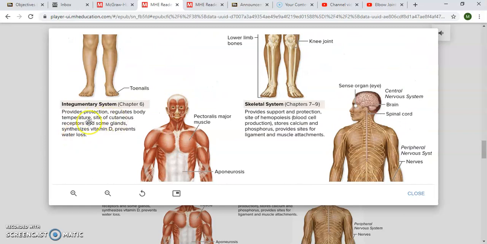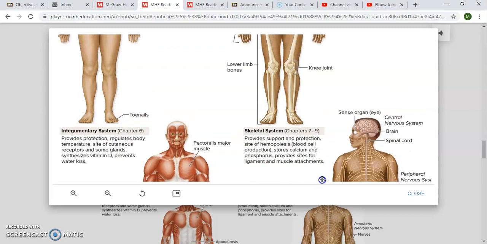So the integumentary system: protection is a big thing. It also has a lot of sweat glands, so it helps regulate body temperature. There are a lot of sensory receptors, parts of the nervous system, in there, so it helps to respond to different environmental changes. It makes vitamin D and prevents water loss, which keeps the fluid in our body too. So those are functions of the integumentary system, the first organ system we talk about in ANP1.